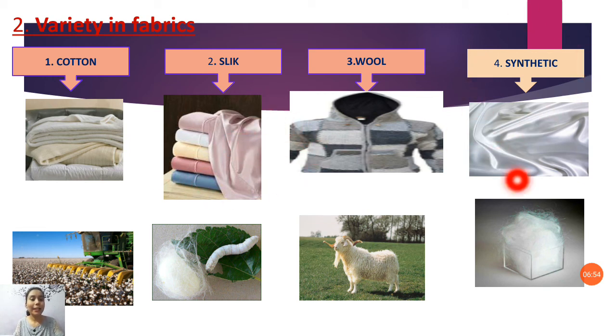So these are some fabrics which we use on a daily basis. There are a variety of fabrics and a variety of purposes. Cotton for summer, silk for any traditional occasion, wool for winter, synthetic for being cheap and beautiful for wearing. So there are different purposes of the fabrics in our daily life.